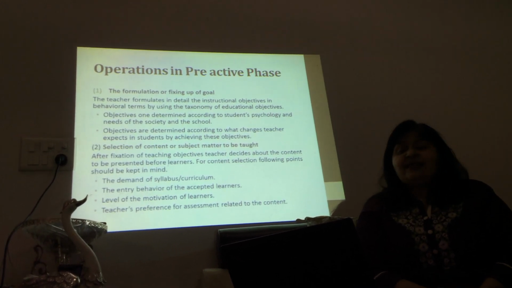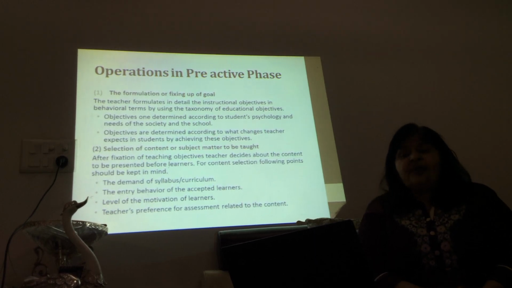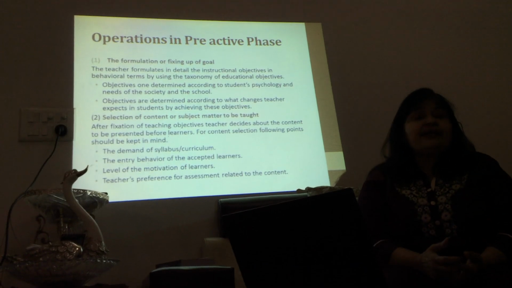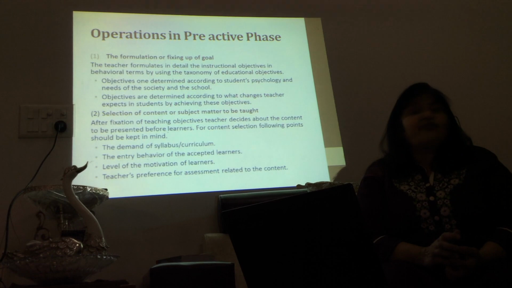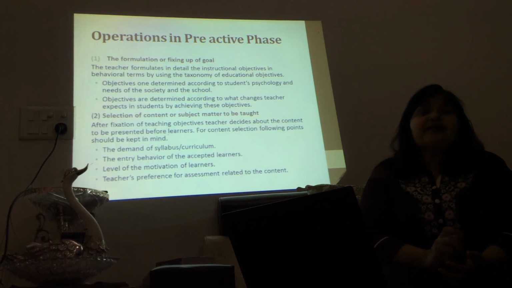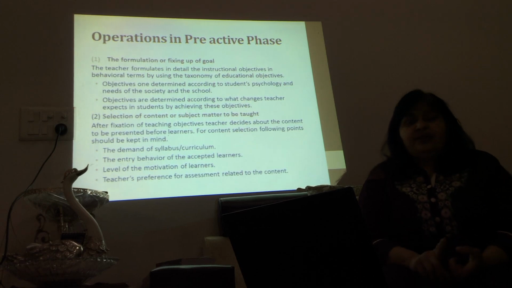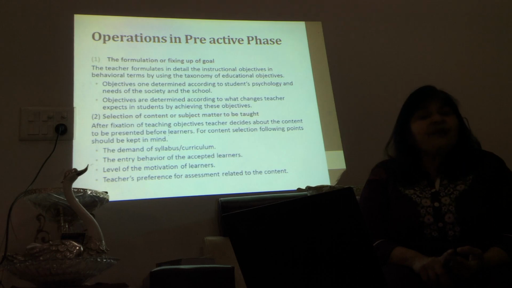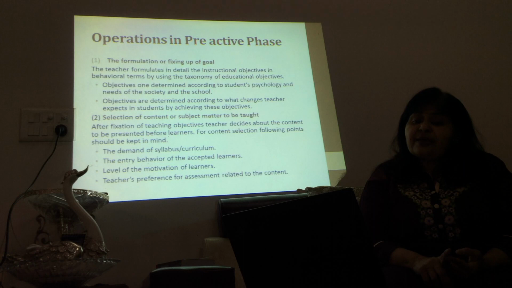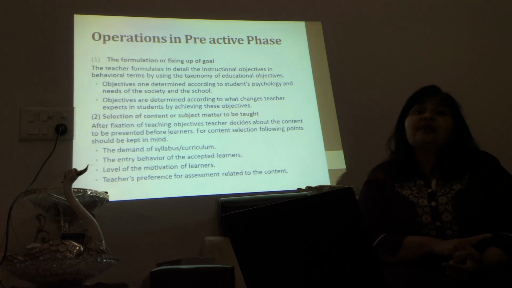The second one is selection of contents or the subject matter to be taught in the class. So after fixing the teaching objectives, the teacher decides about the content to be presented before the learners. For content selection, the following points should be taken care of. The first is the demand of the syllabus or the curriculum. Second is the entering behavior of the expected learners. The third one is the level of motivation of the learners. And the fourth is the teacher's preference for assessments related to the learners.